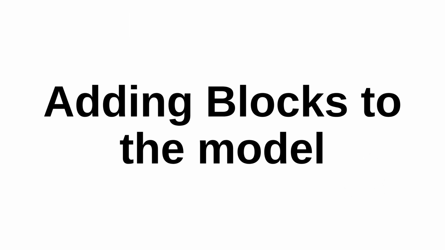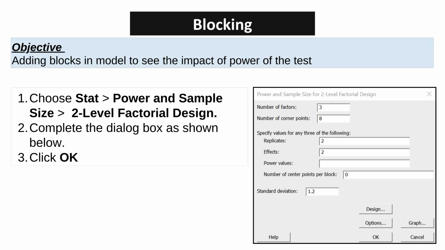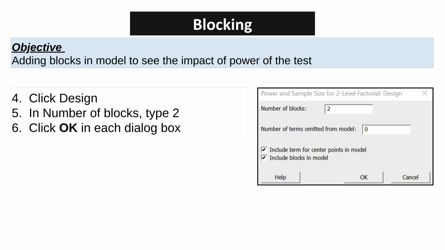Adding blocks to the model. The objective of the study is whether adding blocks in the model has any impact on the power of the test. Choose Stat, Power and Sample Size, Two-Level Factorial Design. Complete the dialog box as shown below. Click OK. Click Design. In number of blocks, type 2. Click OK in each dialog box.